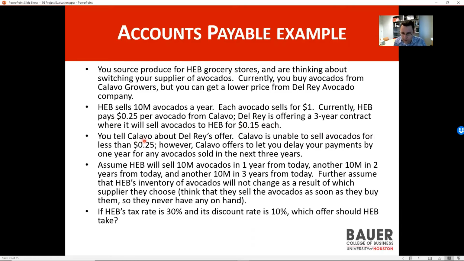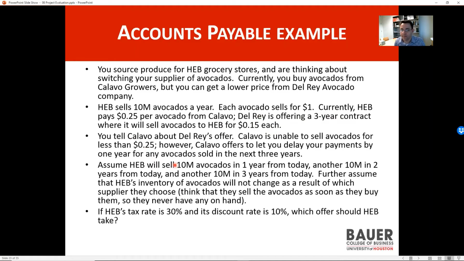So you tell your current supplier, Calavo, about the new supplier's offer. Now, Calavo says they're not able to sell avocados for less than 25 cents a piece. However, Calavo is going to let you delay your payments by 1 year for any avocados sold in the next 3 years. So if you switch to Del Rey, you get this 3-year contract where you can buy cheaper avocados. If you stay with Calavo, you have to pay the same price, 25 cents per avocado, but you can delay your payments by a year. Okay, and that's going to be beneficial. We want to weigh these things.